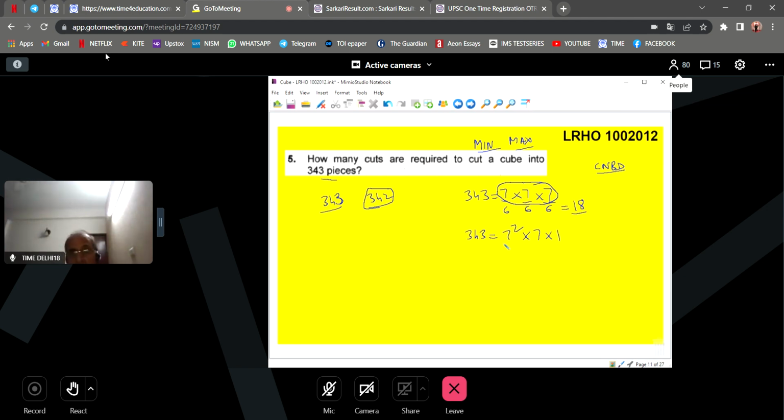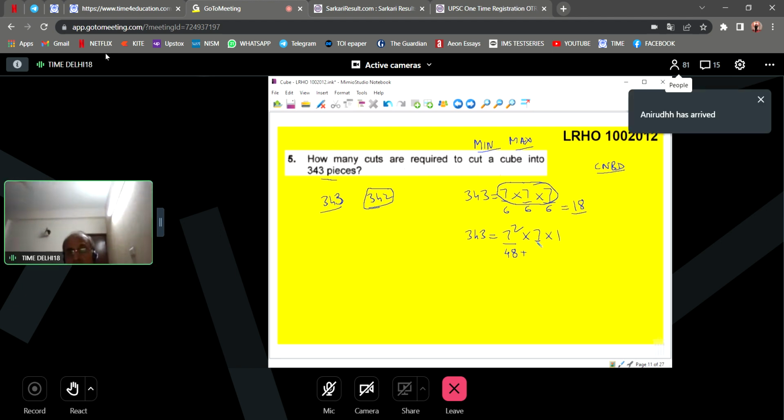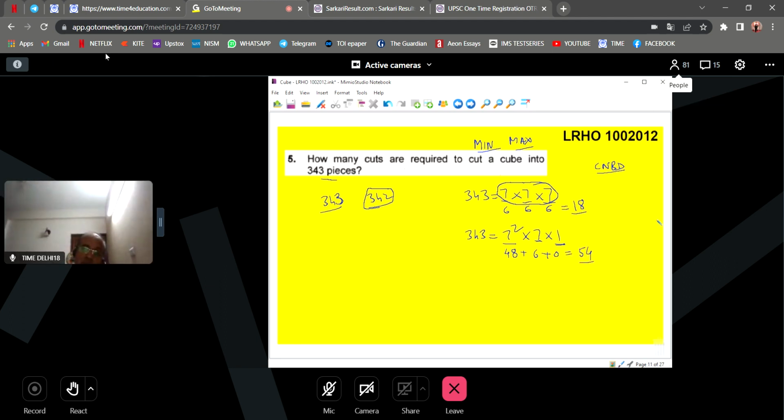Fine. 7 square, 49 pieces along one direction. How many cuts along this direction? 48. How many cuts along this direction? 6. How many cuts along this direction? 0. Total how many cuts? 54. So the number of cuts for getting so many pieces can be 18, can be 54, can be 342.